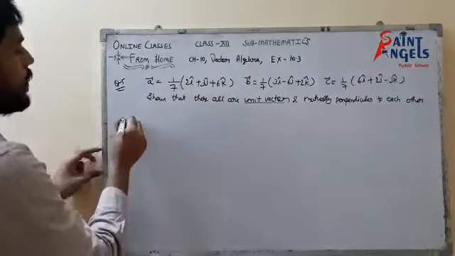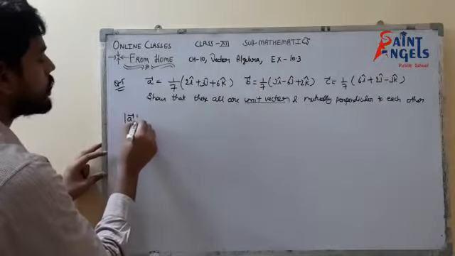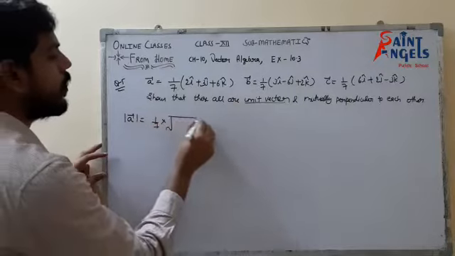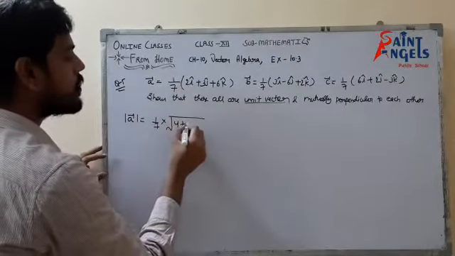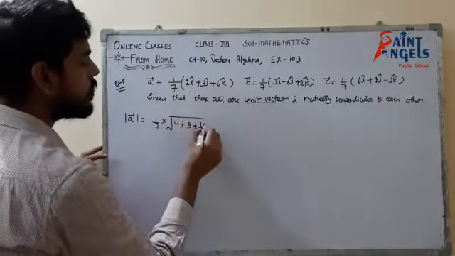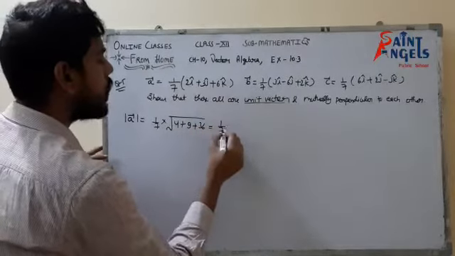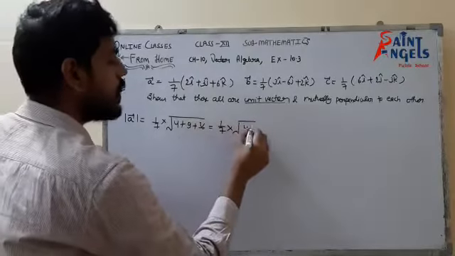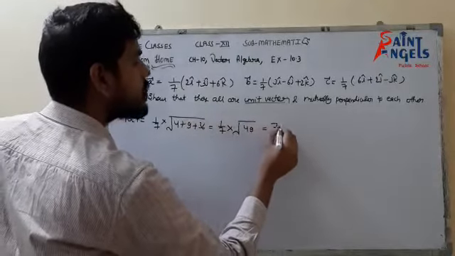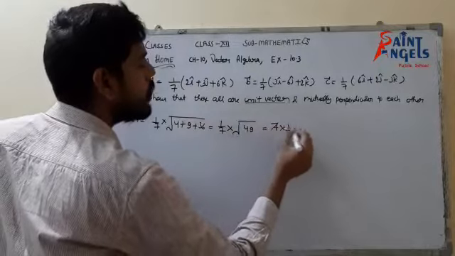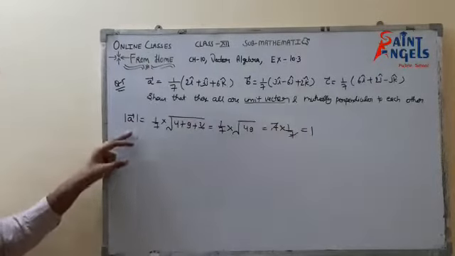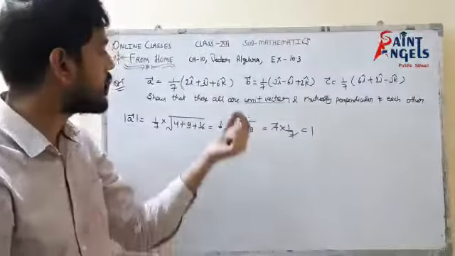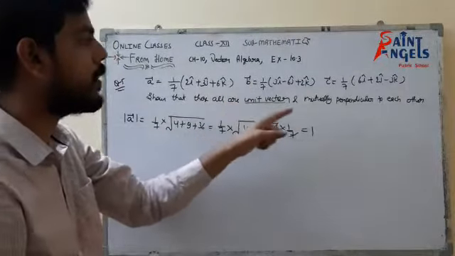Okay. So now find the magnitude of vector A. That would be 1 upon 7 into under root of 2 square 4, plus 3 square 9, 6 square is 36. So that would be 1 upon 7 into 9, 4, 13, plus 36, 49. It means 1 upon 7 into 7, so it would be 1. So hence magnitude of vector A is equal to 1. Hence vector A is a unit vector. Similarly, you will find for vector B and for vector C.